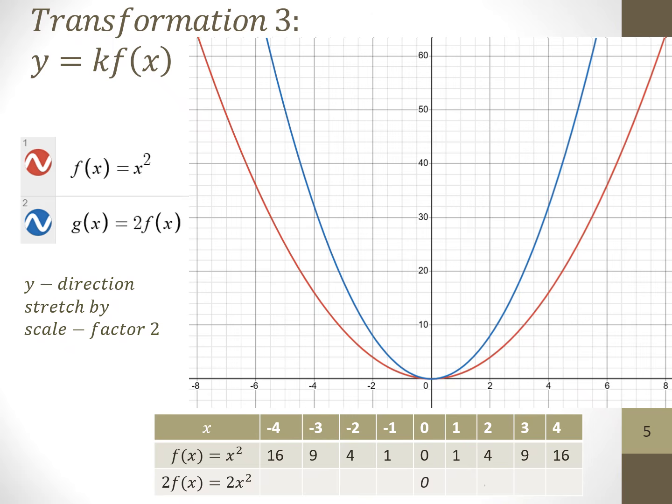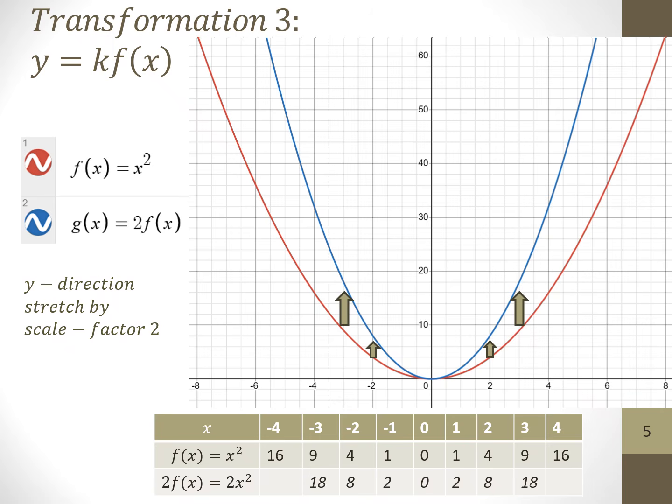These are going to be stretched to the points (1, 2) and (-1, 2). And again, the pairs of points at (2, 4) and (-2, 4) are going to be stretched up to (2, 8) and (-2, 8). So it's always the y values that are effectively doubling.